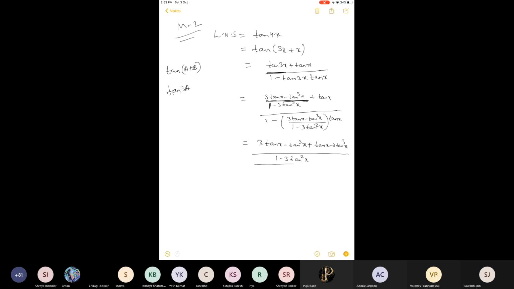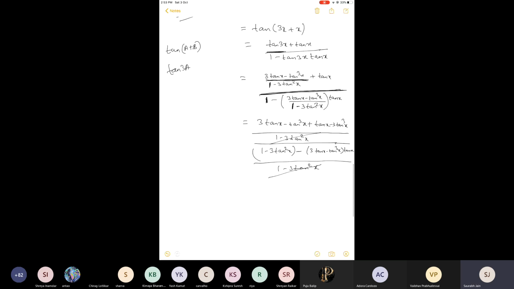Then similarly here, the term which is in the denominator of this complete expression, we will take LCM here also. So with this 1, we are going to multiply the denominator 1 minus 3 tan square x. So it will be 1 minus 3 tan square x. Then we have minus in between. It is 3 tan x minus tan cube x into tan x. And we have in the division again this term 1 minus 3 tan square x. See, this will be cancelled once again. Okay. Now what is left?